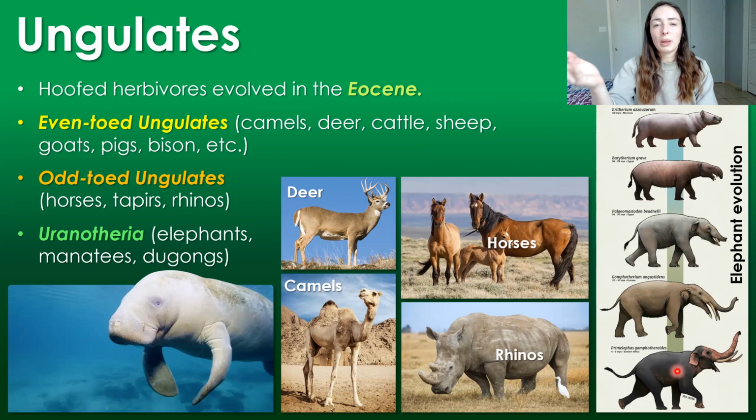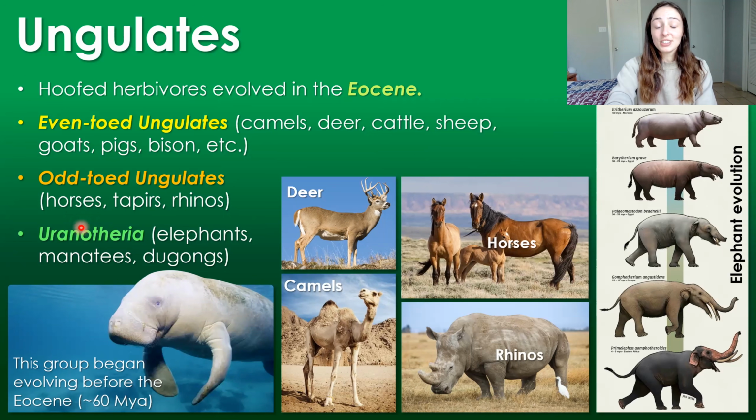Well, elephants also swim, but oh my gosh, what if elephants evolved the ability to go be marine life in the future? That would be so cool. You just wish you could live millions of years in the future just to see. But this group of ungulates, the uranotheria, actually evolved before the beginning of the Eocene, around 60 million years ago, so right at the beginning of the Paleogene in the Paleocene epoch.